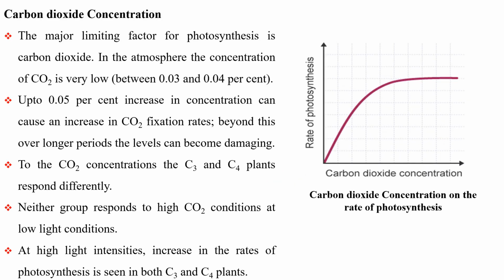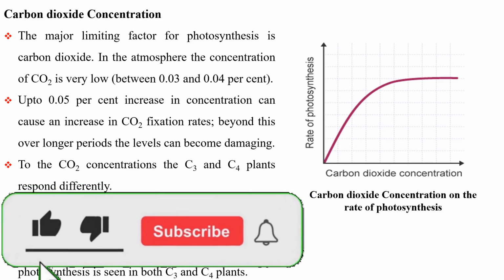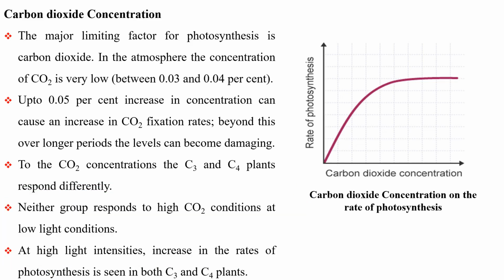Carbon dioxide concentration. The major limiting factor for photosynthesis is carbon dioxide. In the atmosphere, the concentration of carbon dioxide is very low. Up to 0.05% increase in concentration can cause an increase in carbon dioxide fixation rates. Beyond this, over longer periods, the level can become damaging.